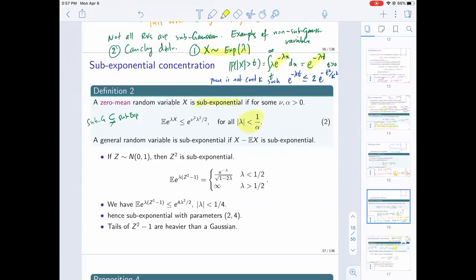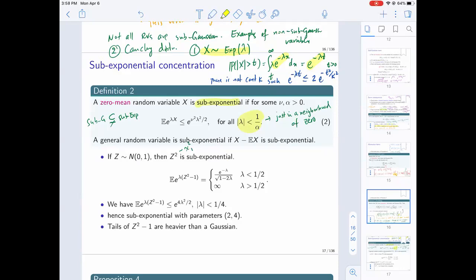So an example of these random variables: if Z is a normal random variable, then Z squared is sub-exponential. So what is the distribution of Z squared? Do you know the name of it? Anyone? If I have a standard Gaussian random variable and I square it. Yes, okay. David mentioned chi-squared 1, with 1 degree of freedom. So a chi-squared with 1 degree of freedom is sub-exponential.